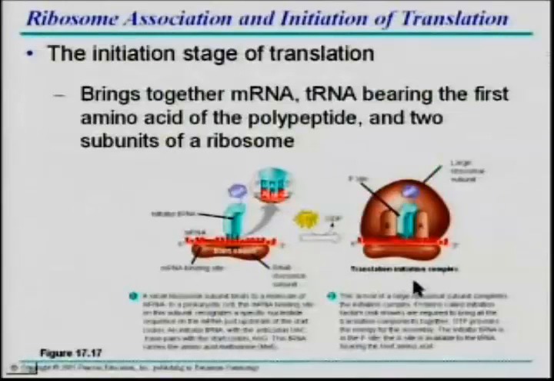So the translation initiation complex is shown here. The arrival of a large ribosomal subunit completes the initiation complex. Proteins called initiation factors, they're not shown here, are required to bring all the translation components together. GTP provides the energy for the assembly. It's not ATP, but GTP provides the energy just like ATP can do. The initiator tRNA is in the P site. The A site is available for the tRNA bearing the next amino acid.